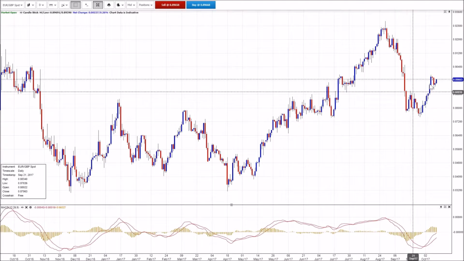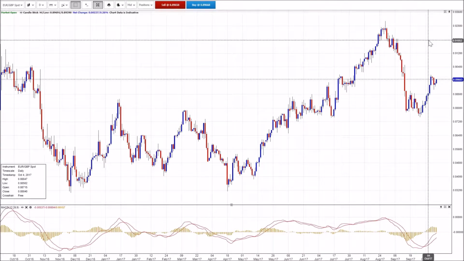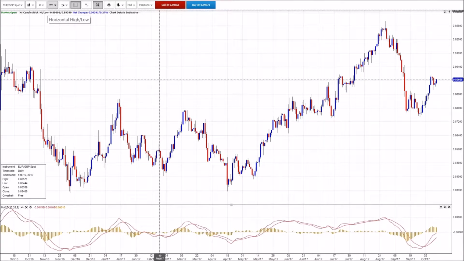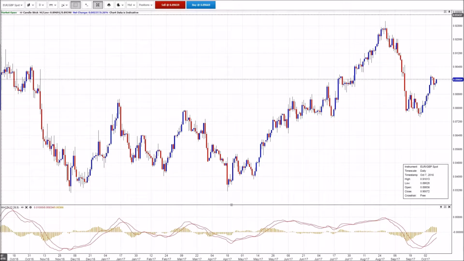So maybe in the short term, we'll see another go up at these levels, because euro dollar does look stronger than pound dollar at the moment. That would suggest we could see a bit of a squeeze higher in euro sterling. But don't underestimate just how strong those barriers are up there.